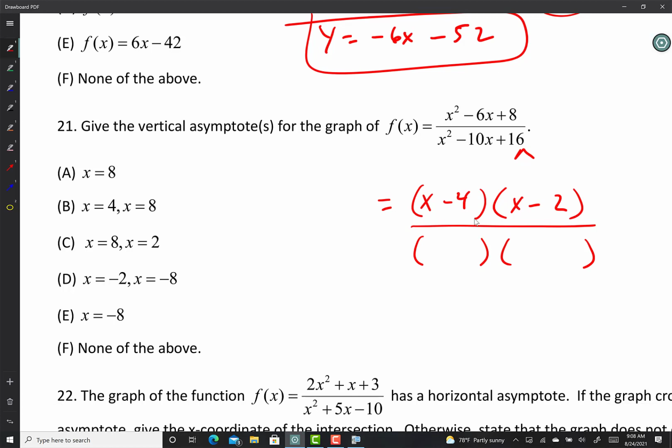Which one and which one? Which ones? Yes. Negative 8 times negative 2 is a positive 16, and negative 8 minus 2 is negative 10. What factors are going to cancel out? So I do not have a vertical asymptote at 2. You have a hole. But you definitely have a vertical asymptote at 8.